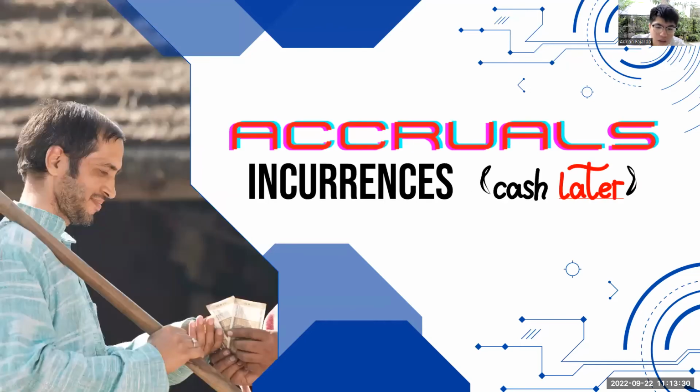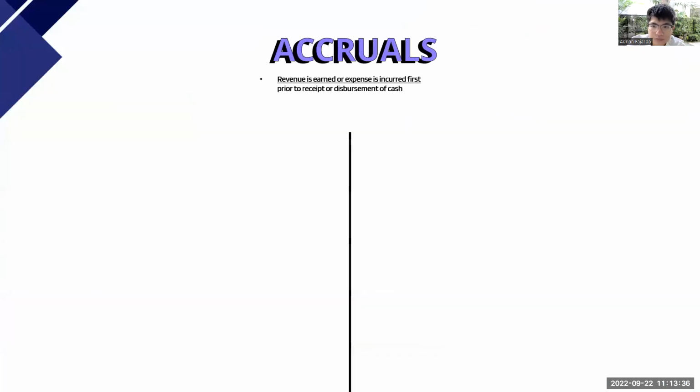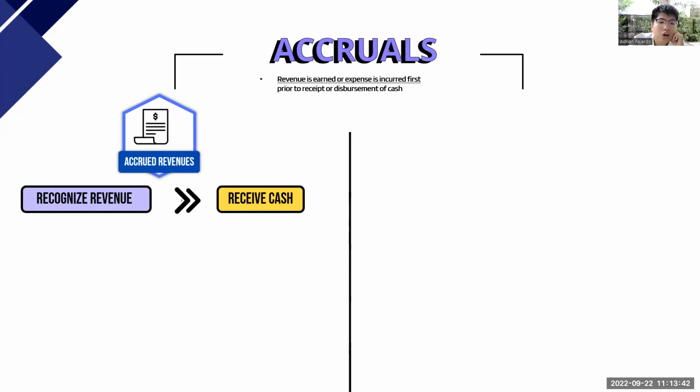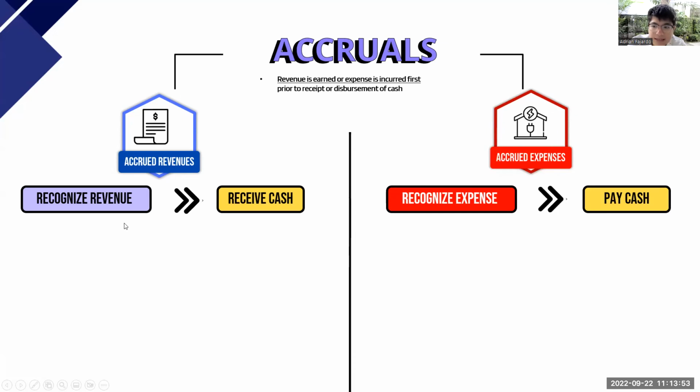Now that we're done with deferrals, let's go to accruals, or incurrences. So cash later. Under accruals, you again have two types. You have your accrued revenues, wherein you first recognize a revenue and then at a later date, you'll receive cash. And then you have accrued expenses, wherein you recognize your expense and then later pa magbabayad ng cash.